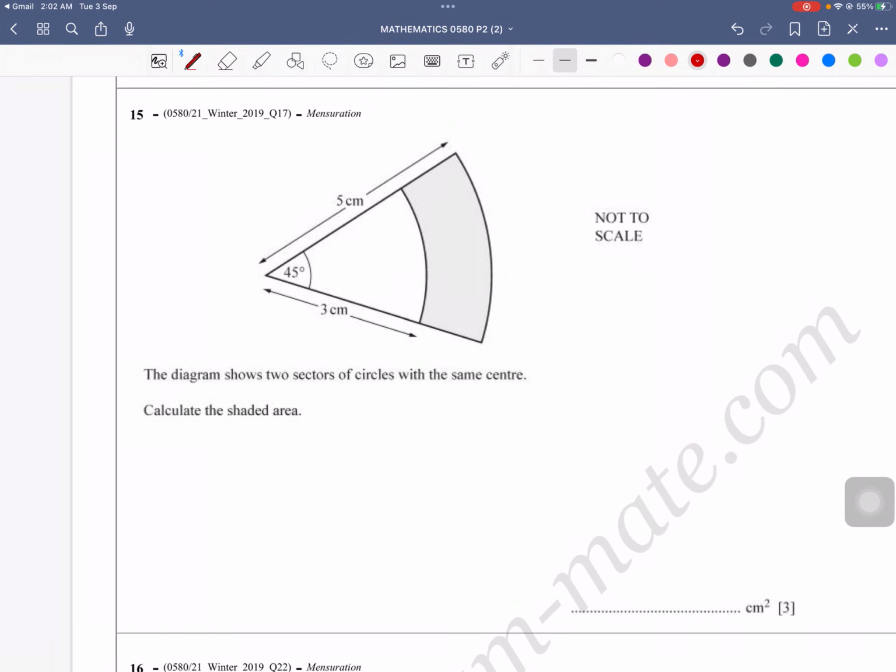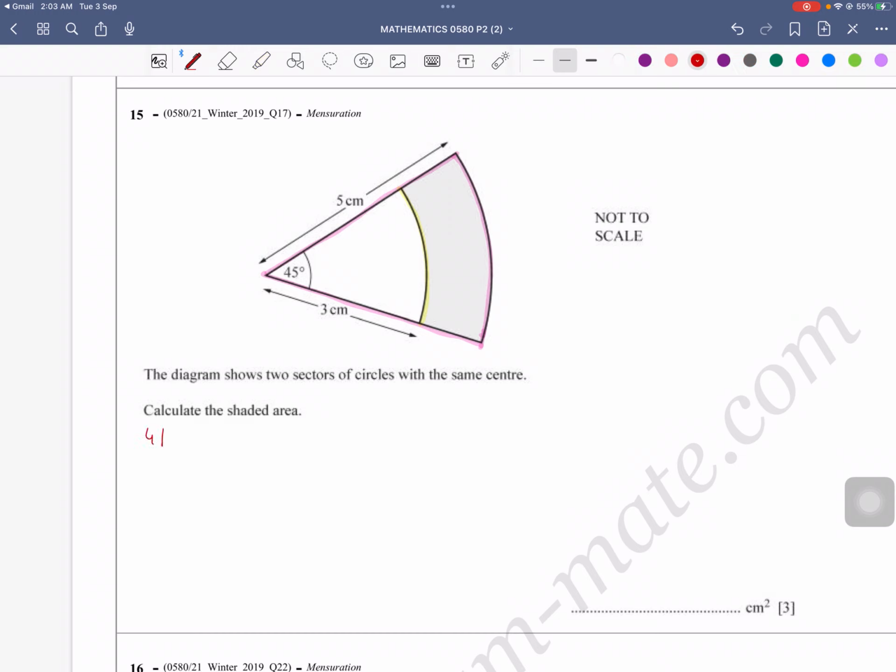Again, they've given us two sectors. One is a bigger sector with radius 5. If I'm to highlight it, it would be this. This is the bigger sector. And in this bigger sector, we have a smaller sector, and I'm highlighting it with yellow. So what do we do? You find the difference of areas between them.